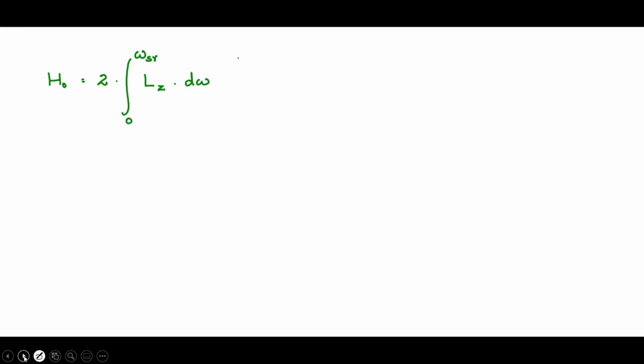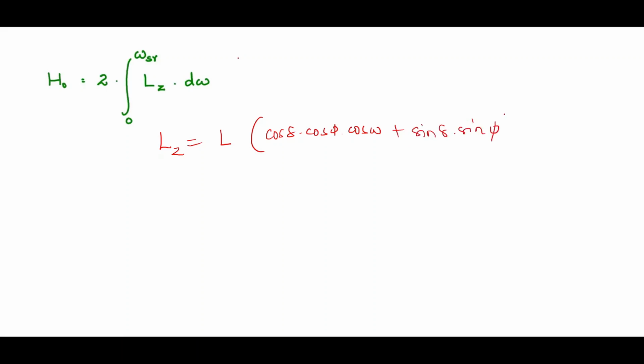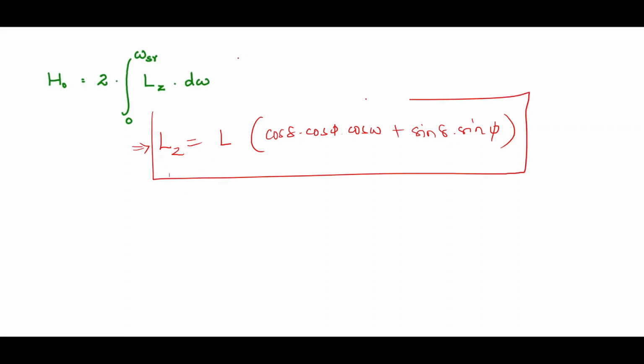Now let us find this. What is the value of Lz? We have obtained the value of Lz, that is L into cos delta cos phi cos omega plus sin delta sin phi. This is the Lz value, normal insolation falling on the horizontal flat plate, which was derived in the previous classes, where L is extraterrestrial insolation.